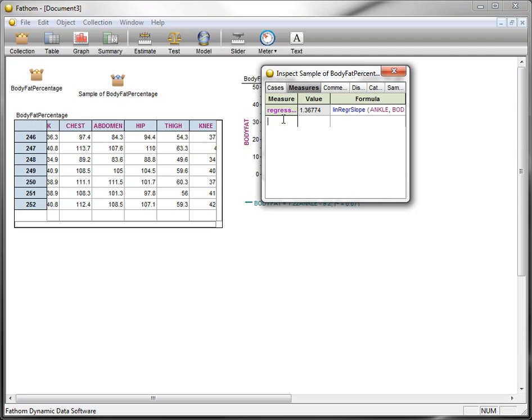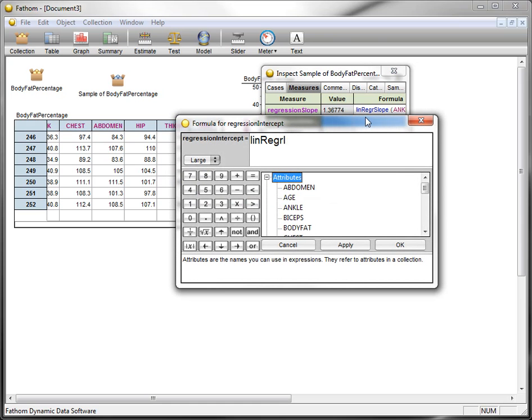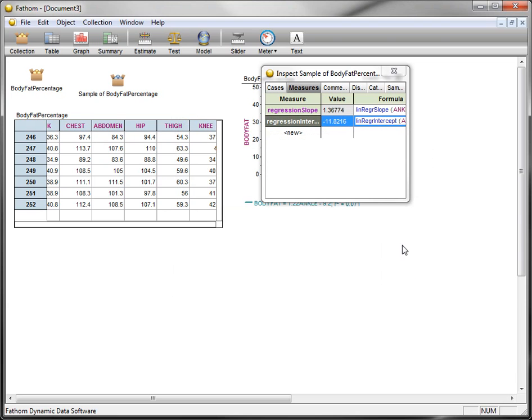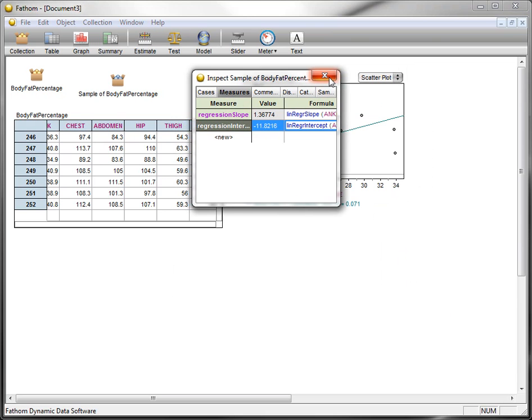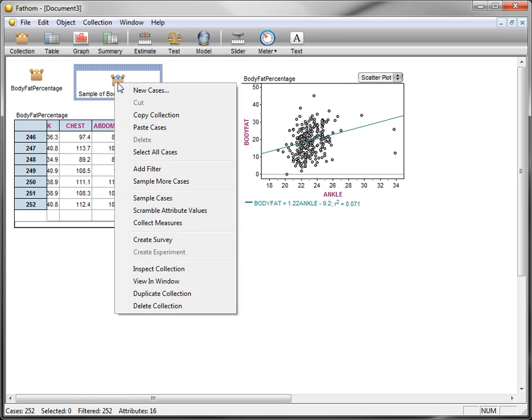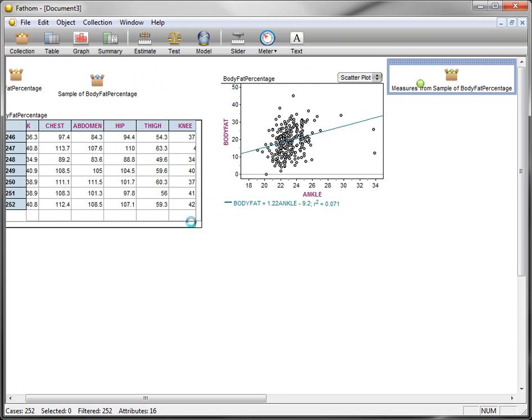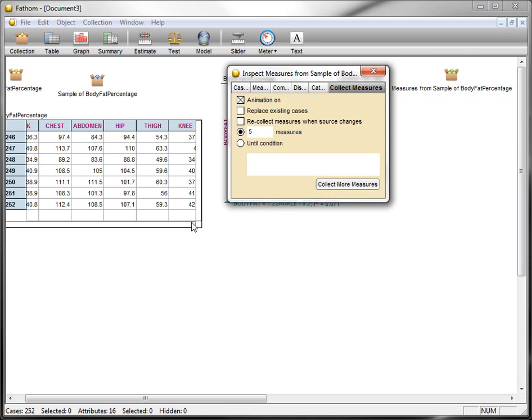I'm going to do the same thing, regression intercept, let me call it that. And the formula for this is ln regr intercept. The x values are the ankle circumference, the y values are the body fat percentages. So I'll press OK here, and now I have two measures, and I'm going to collect these measures repeatedly. So I'm going to go ahead and pause the video now and collect a large number of these measures, both of these measures. I'll collect 1,500 of them.